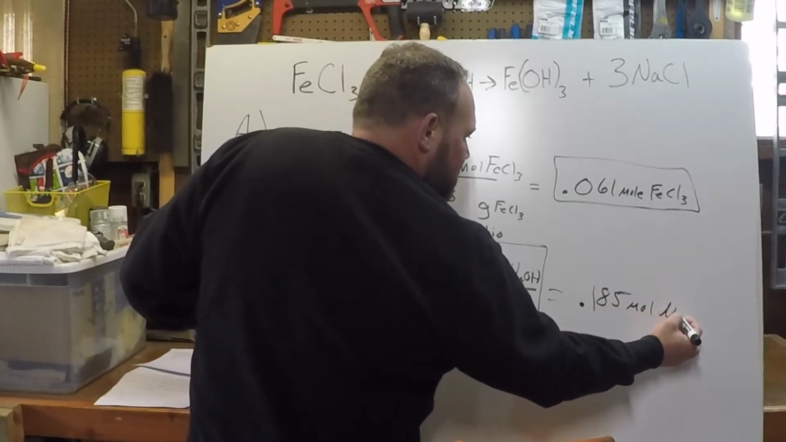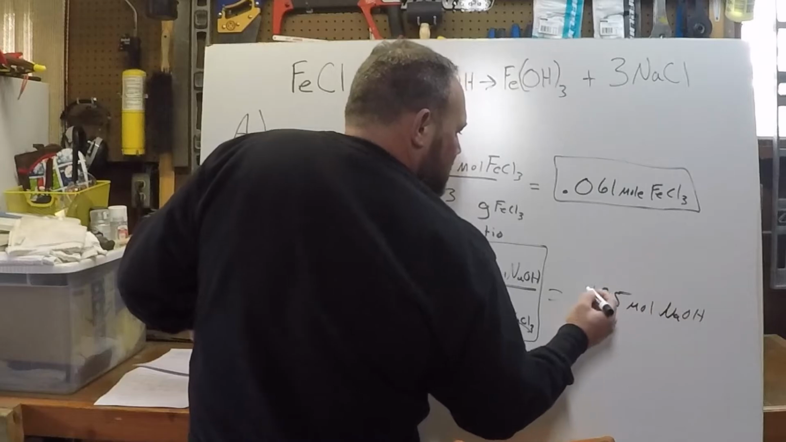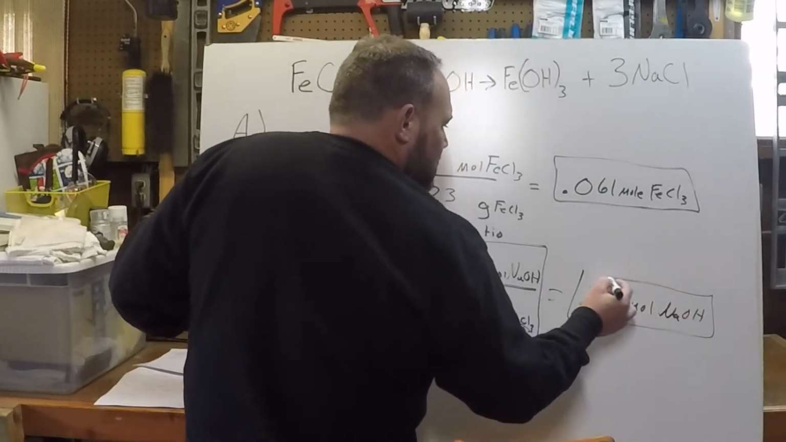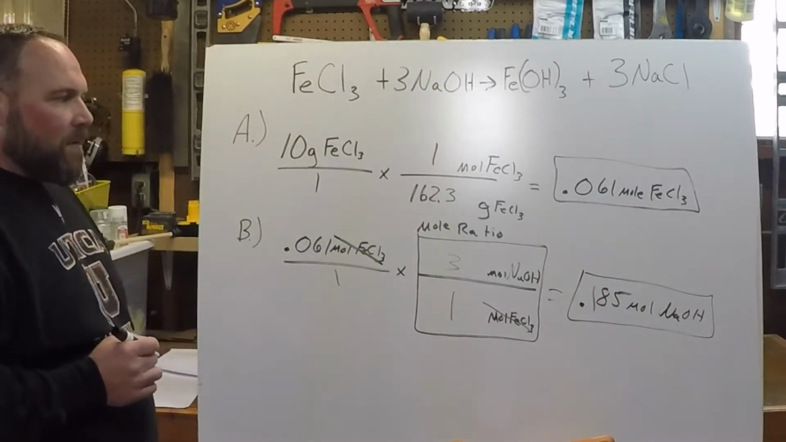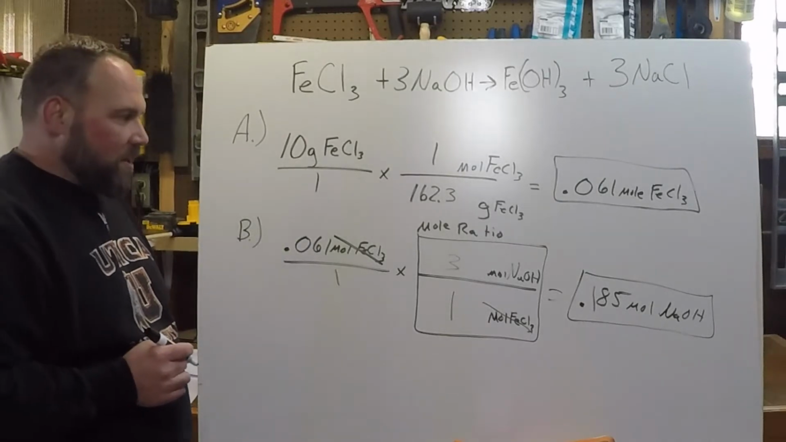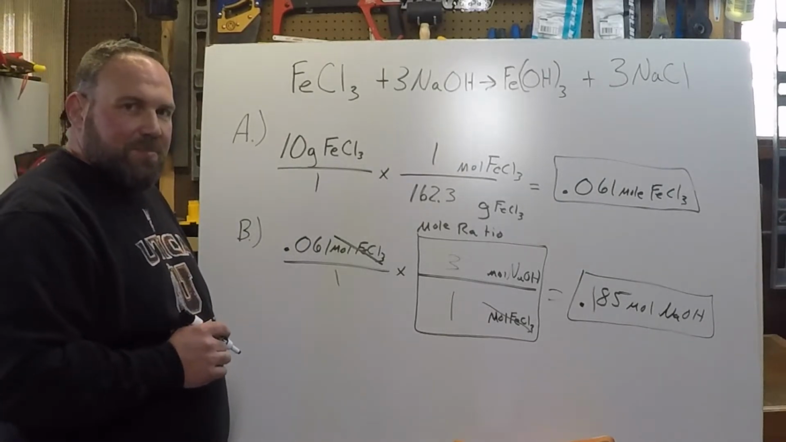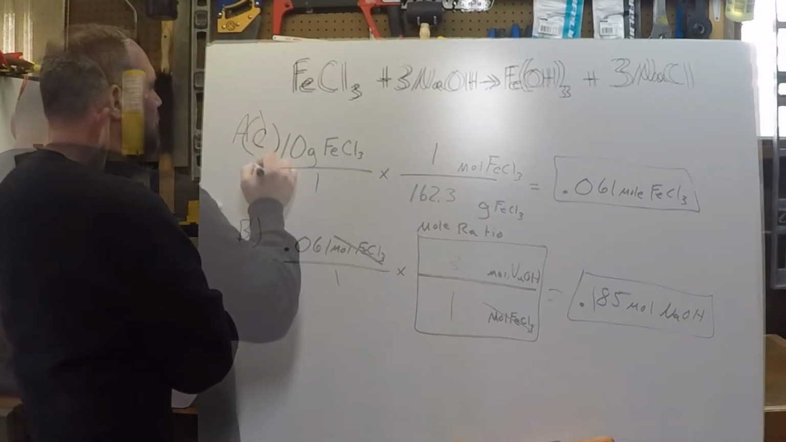And this is sodium hydroxide now. 0.185 moles of sodium hydroxide. So there's your step B. All right, step C.